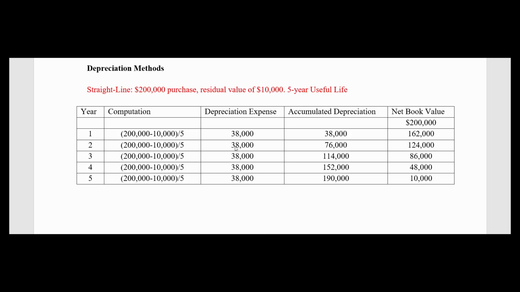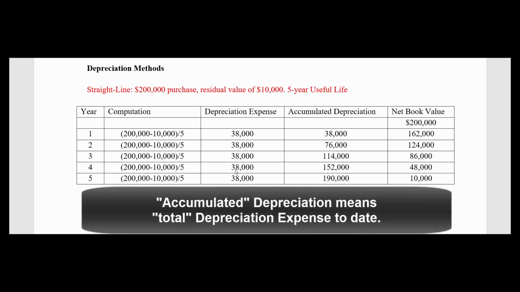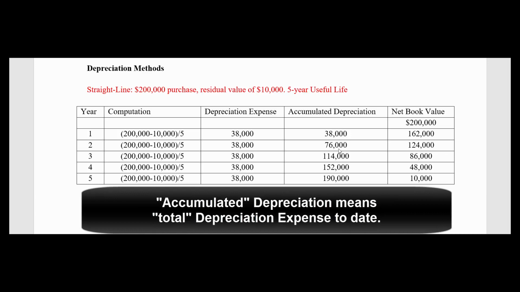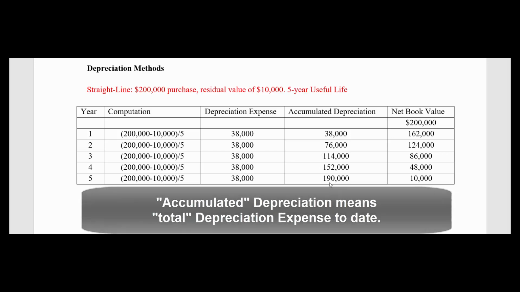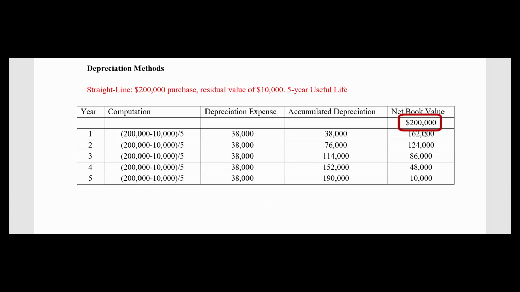So every year we'll do that same calculation and get the same amount of depreciation expense. So the next year it's $38,000, the following year $38,000, $38,000, and then we keep adding the depreciation expense to the accumulated depreciation from the year before. So at the end of 5 years, our net book value is the original cost of $200,000 minus $190,000 of accumulated depreciation. So we're left with our estimated residual of $10,000.